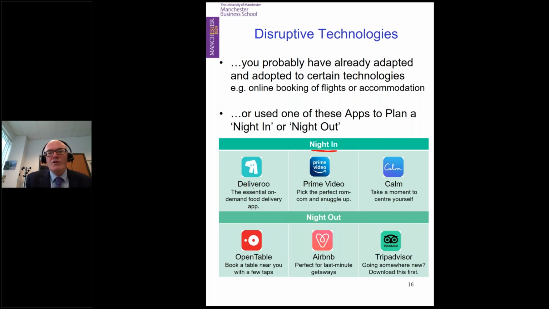You might have used Deliveroo now, that has a significant stake from Amazon, in order to get your favorite takeaway delivered. You might have a subscription to Prime Video, or to Netflix, or to Disney Plus, or some other platforms for streaming programs. Or you might just want a total relaxation night in, and you might have an app where it's just calming. Or else you might have gone out for a night using OpenTable to book your restaurant, or Airbnb to book an accommodation, or TripAdvisor maybe to advise you on the type of accommodations or hotels, or what is Paris like, et cetera.